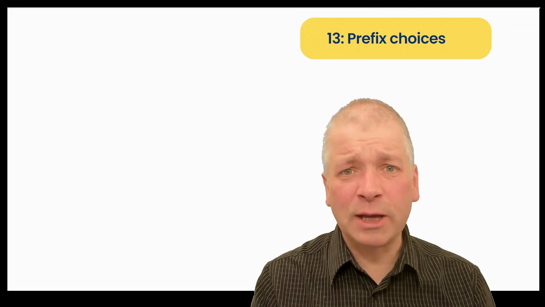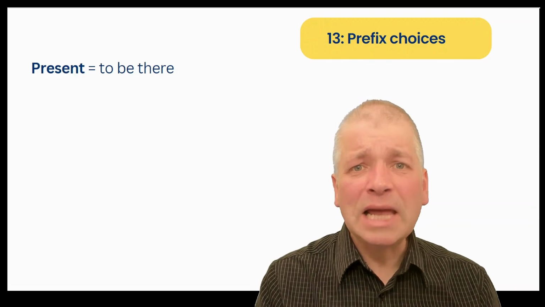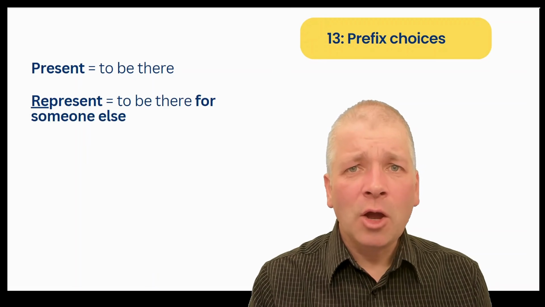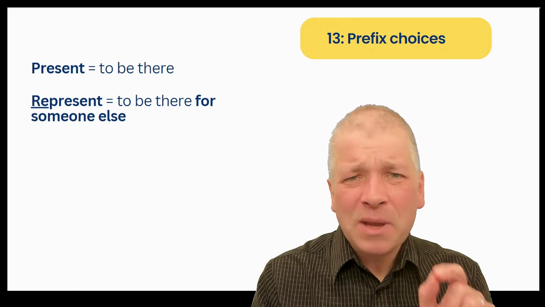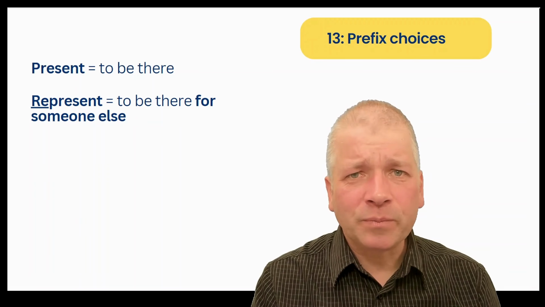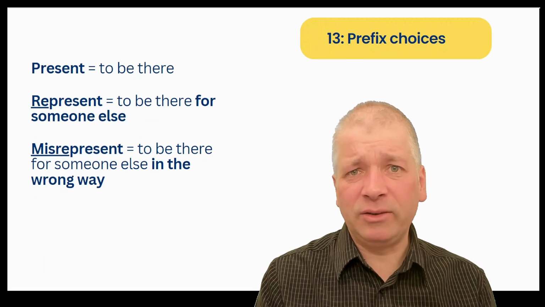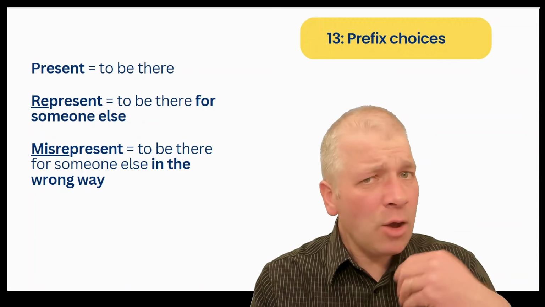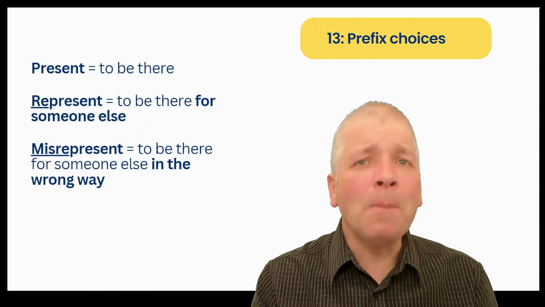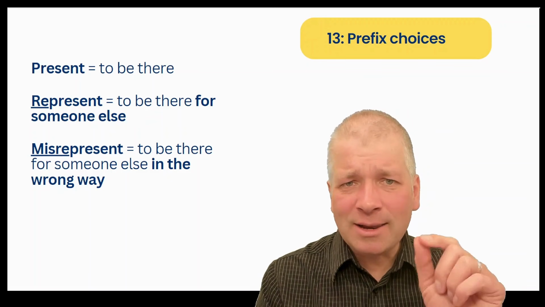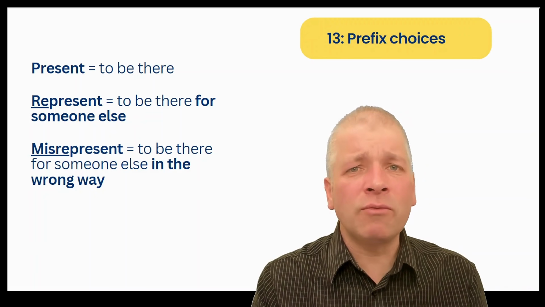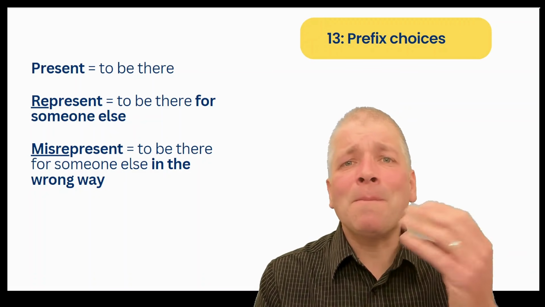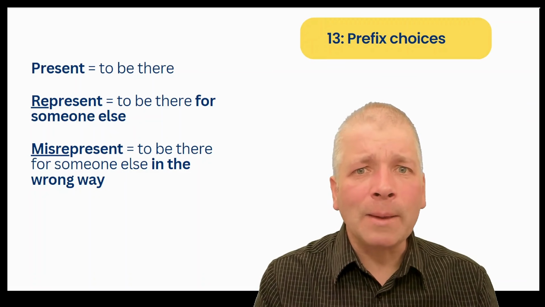13 is prefix choices. Let's start with the word "present", which means to be there. "Represent", though, means to be there for someone else. "Misrepresent" is to be there for someone else in the wrong way. And here, "re" and "mis" are prefixes. They add an element of extra meaning to the original word. "Re", in someone's place. "Mis", the wrong way.